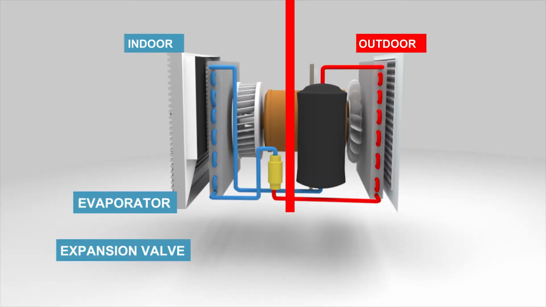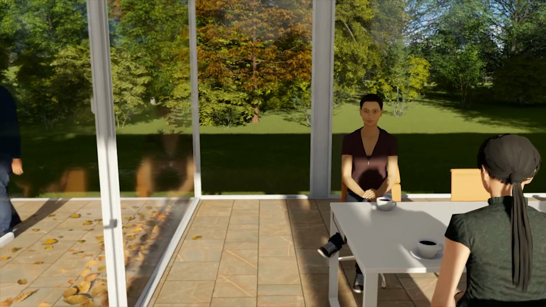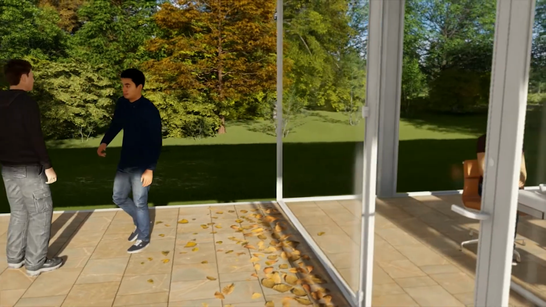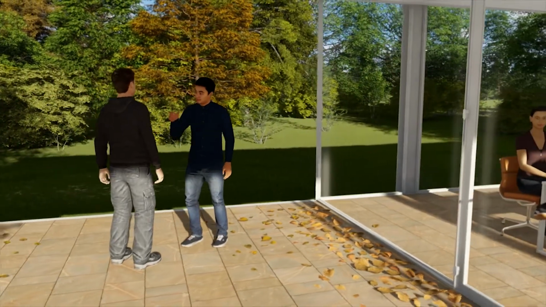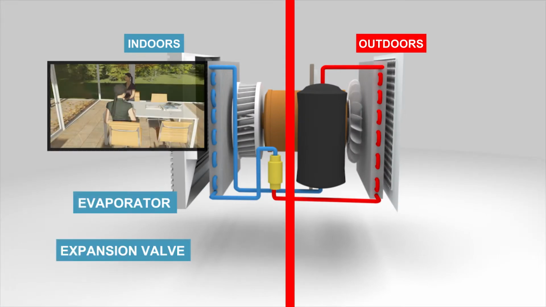In a room with air conditioning setup, the evaporator and the expansion valve are inside. The compressor and the condenser are outside the room. Think about an afternoon party. The ladies love to stay inside where it's cool and comfortable, while the men usually stay outside to chat and enjoy the breeze. Think of the evaporator and expansion valve as the ladies who stay indoors.